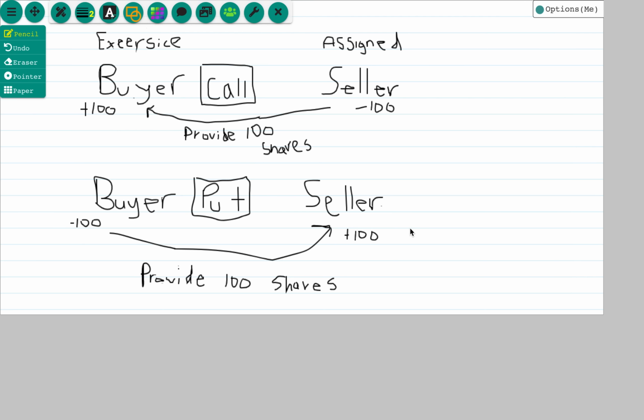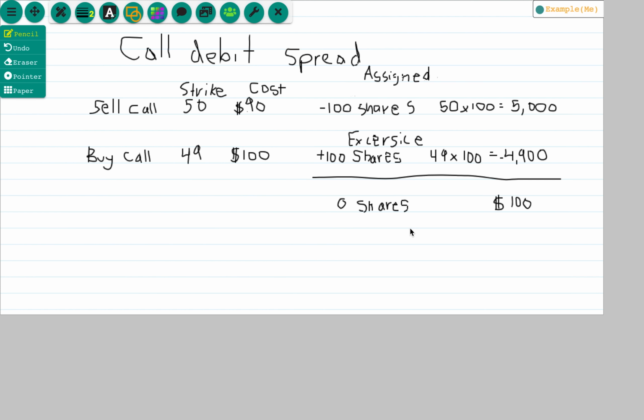Now that we know that, let's take a look at an example and see how this all ends up working out. Again, we're going to focus on the call debit spread, and this is going to be very similar to a credit spread. But let's take a look here. So remember, the call debit spread: we buy a call and then we sell a call with a higher strike. Here we're buying a call at the 49 strike and we're paying $100. Now we're going to sell a call at the 50 strike and we're going to receive $90. So it's going to cost us $10 to enter this call debit spread.